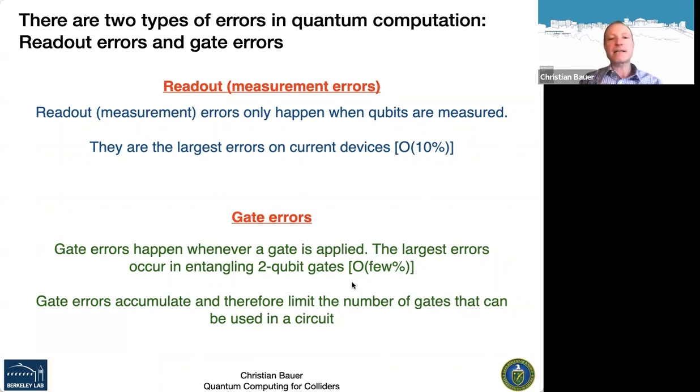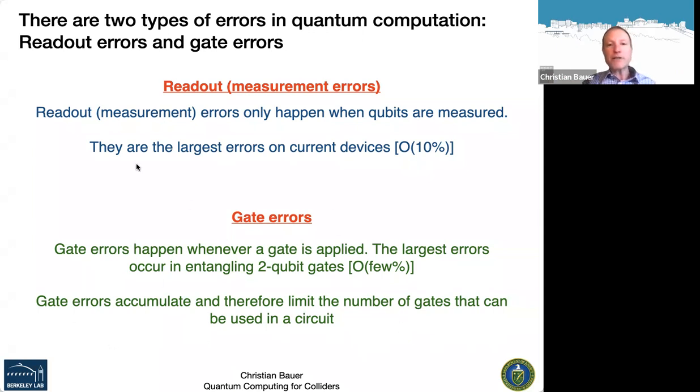Gate errors are the second type. Those characterize my inability to do precise operations on a quantum device. I told you earlier, I'm going to do a rotation on my 2-level system by some exponential of a Pauli matrix; the gate errors characterize how precisely I am able to do these manipulations of my quantum computers. And as you can imagine, there are errors in there. And actually the largest errors are on the operations that combine 2 qubits together. It's these CNOT gates, these entangling gates. Those errors are of order a few percent on current devices.